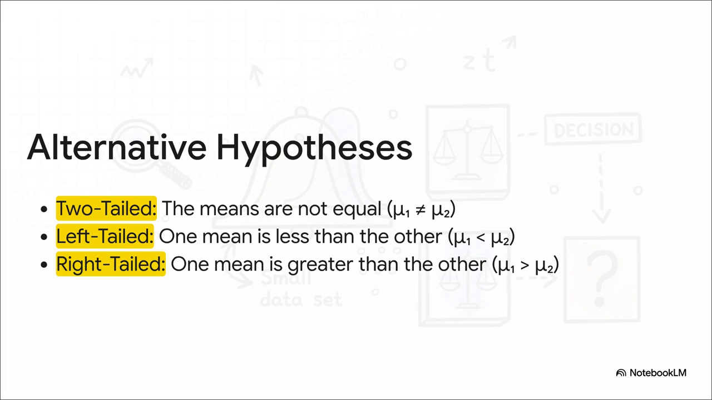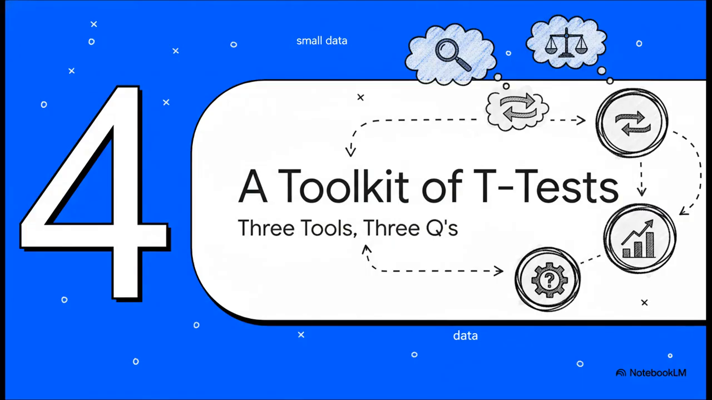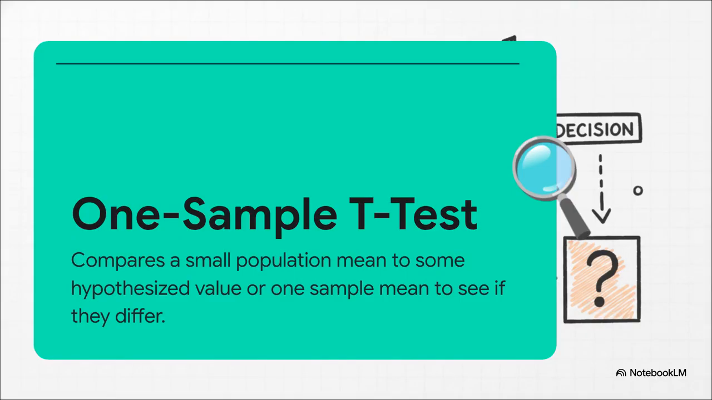Choosing the right one is all about matching the test to the business question you're actually trying to answer. And this is where it gets really practical. This whole structure builds out into a perfect toolkit. We have three distinct types of t-tests, and each one is designed to answer a completely different kind of business question. First up, the one-sample t-test.